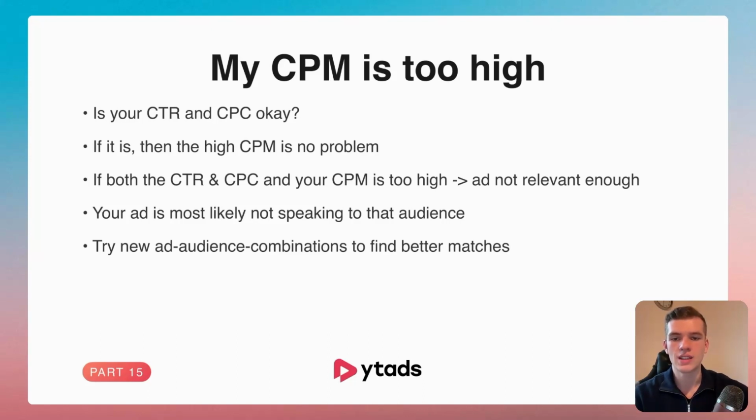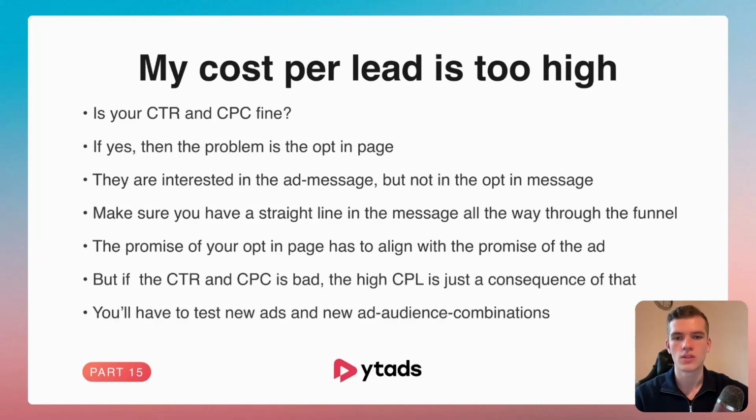But if the CTR, the click-through rate, the cost per click and your CPM are all bad, then the ad is basically not relevant enough. Your ad is most likely not speaking to the audience you are targeting. Try new ad audience combinations to find better matches. So simply script new ads and run these new ads to new audiences and see if there are any matches. And you can also use whiteads.com to get proven ad scripts in a few seconds.